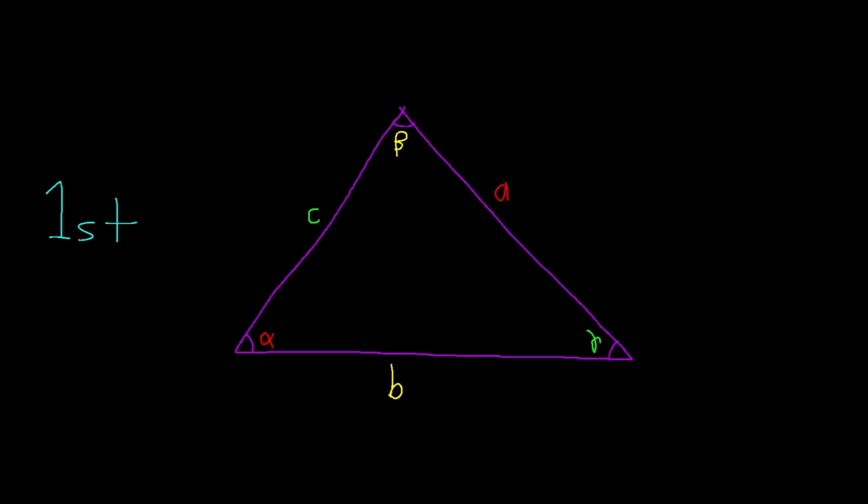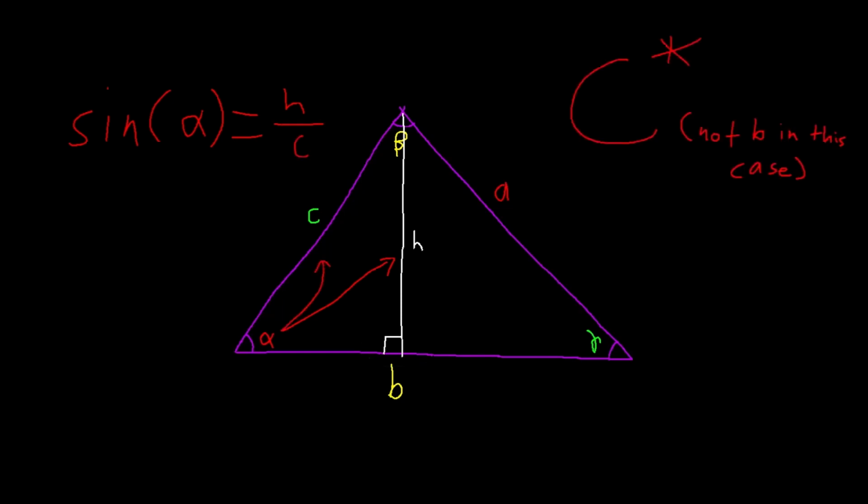First, line up the triangle so that one edge is horizontal. Then, from the top of the triangle, draw a line straight down. We'll label the length of this line h for height of the triangle. Now, since we've made a right triangle here, let's take the sine of angle alpha, which will be opposite over hypotenuse. In other words, h over b.